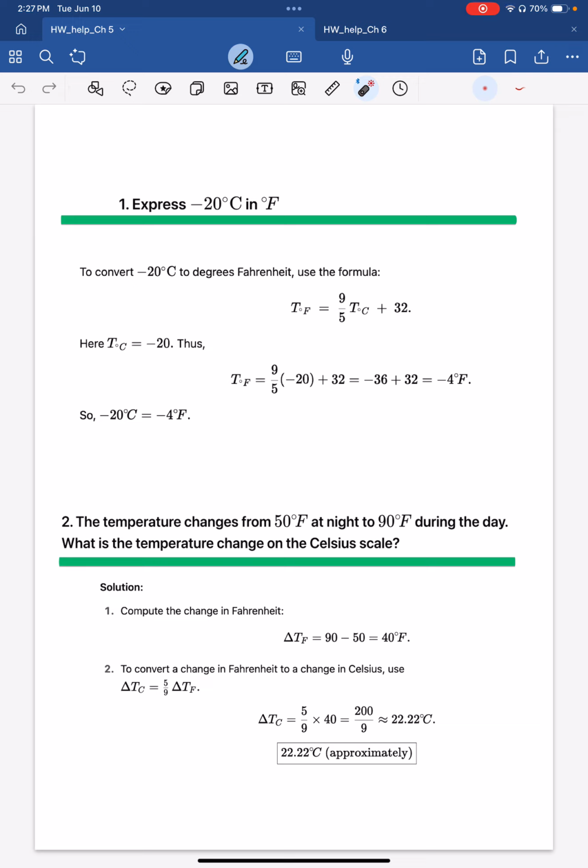In the second question, the temperature changes from 50 Fahrenheit at night to 90 Fahrenheit during the day. What's the temperature change on the Celsius scale? Now, this question is important because it's talking about the change in temperature. And on the Fahrenheit scale, the change in temperature is 40 Fahrenheit, right? Change is always final minus the initial. So that gives you 40 Fahrenheit.